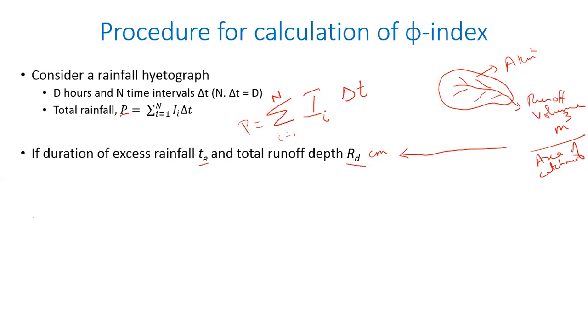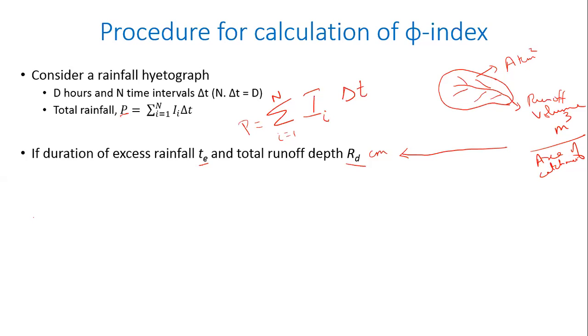Right. So what I've done is I've taken the total runoff volume that was generated by the catchment, divided it by the area of the catchment, and represented my runoff in terms of depth. So it's fairly straightforward. There's nothing very complicated about this.